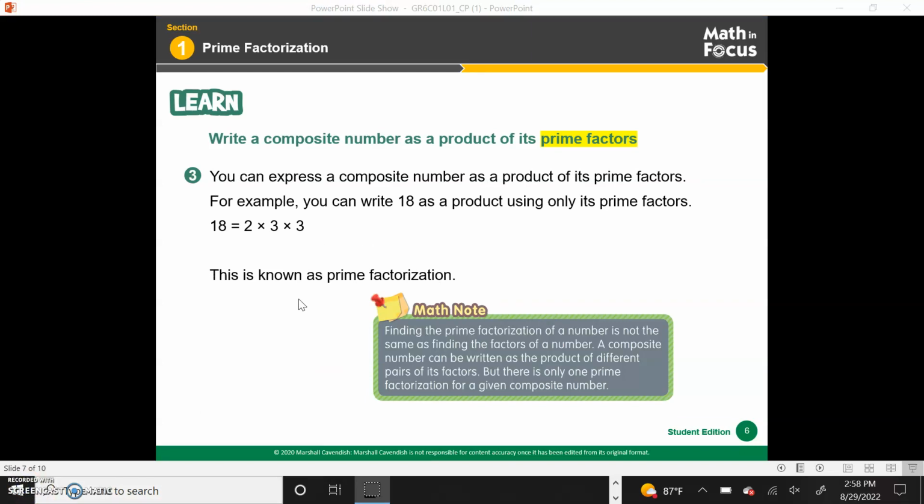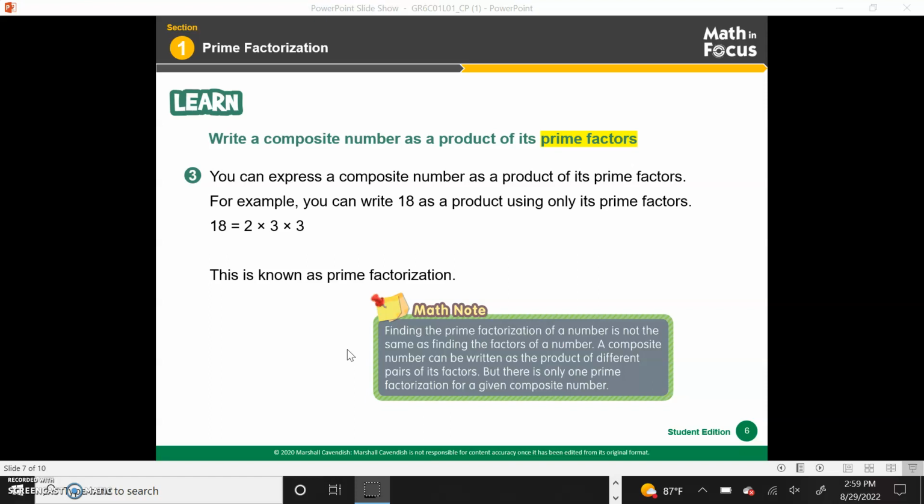Now let's take a look at section 3 on page 6. It says you can express a composite number as a product of its prime factors. For example, you can write 18 as a product using only its prime factors. Whenever you're trying to write a composite number as a product of its prime factors, you can only use prime numbers. So we can see 2 times 3 times 3 would be the prime factors of 18. We cannot do 2 times 9 or 6 times 3. Those would be the factors, but not the prime factors. Okay, so we can see the math note here on 6.